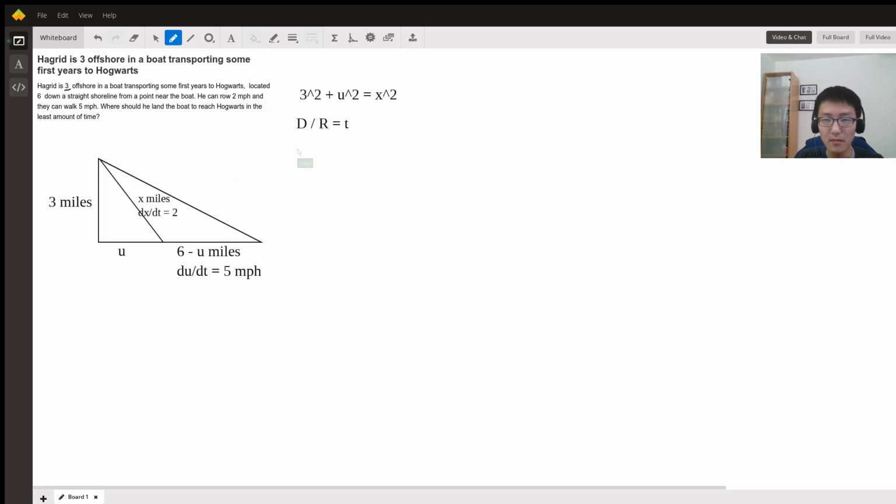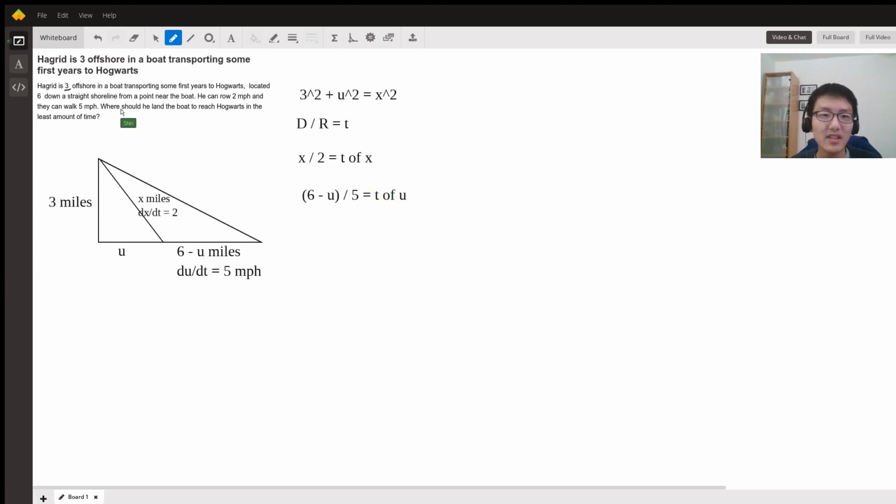First, the distance that he swims is x miles, so we don't know it, but we do know that the rate that he swims is 2 miles per hour. And we will call that the time of x, or the time it took him to swim. Now, similarly, we could do the same here. The distance that he travels is 6 minus u miles. We can divide that by the rate at which he walks, which is 5 miles per hour, and that will yield the time it takes to walk.